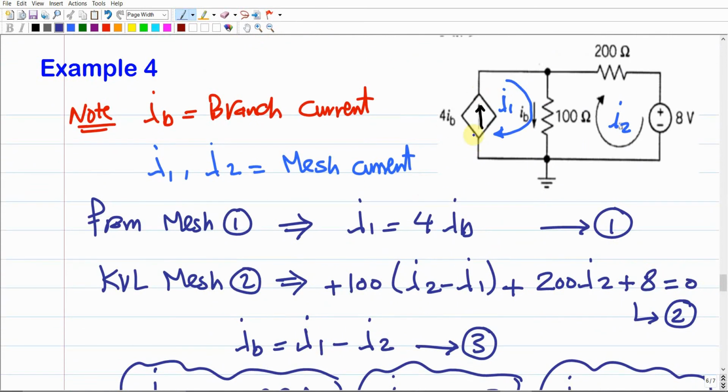The key idea again is that you have to consider this one as a dependent source, and the current here is the total current over this branch. It is not I1, it is not I2, which are the mesh currents that you are going to assume. Make sense?